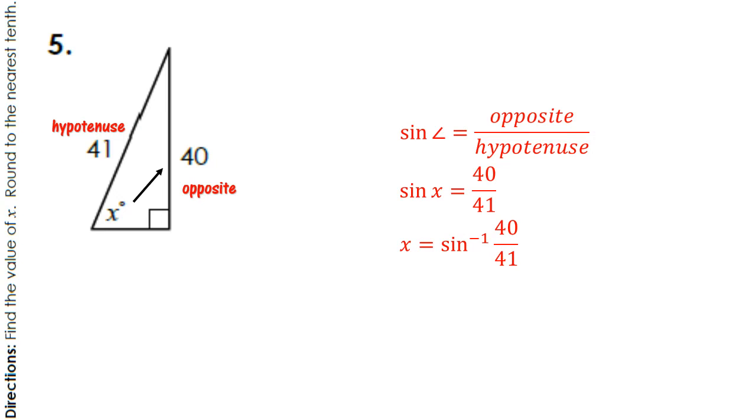I move sine to the other side by taking the inverse. And if I plug that into my calculator by pressing second and the sine key and then 40 divided by 41, I get that x is 77.3 degrees.